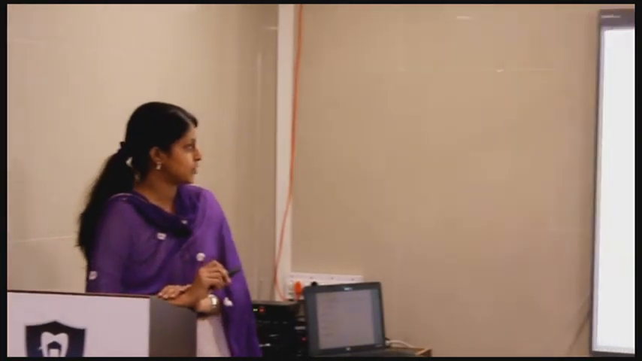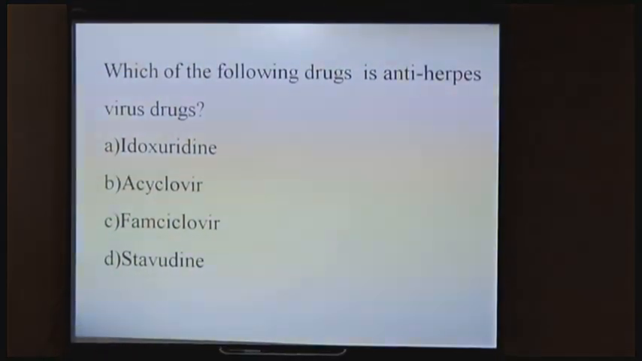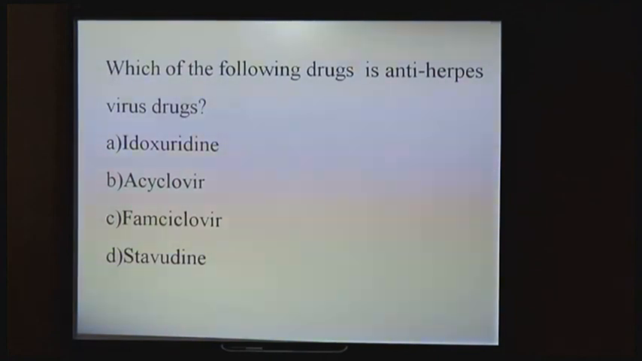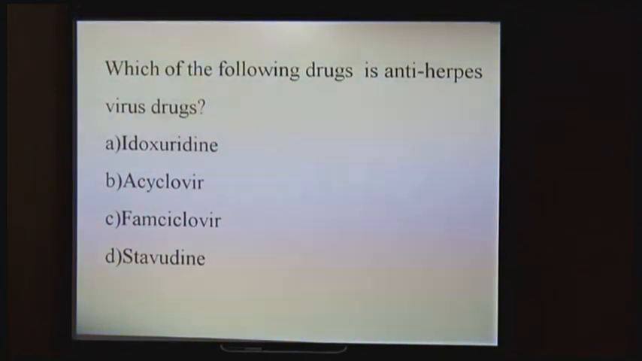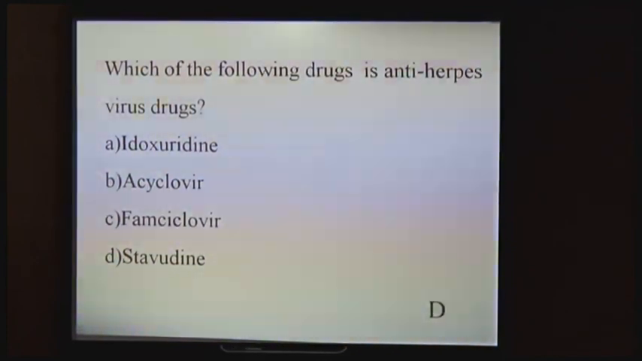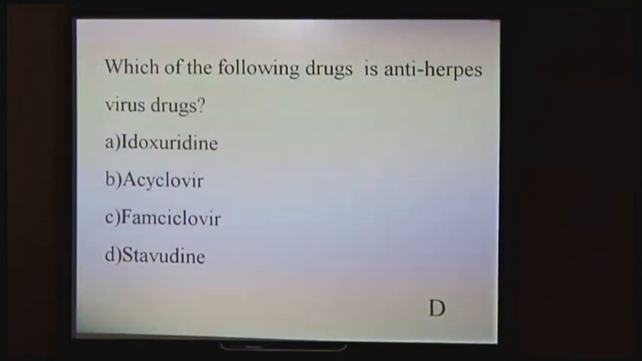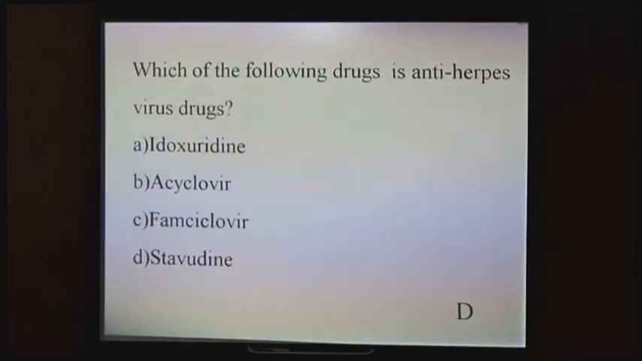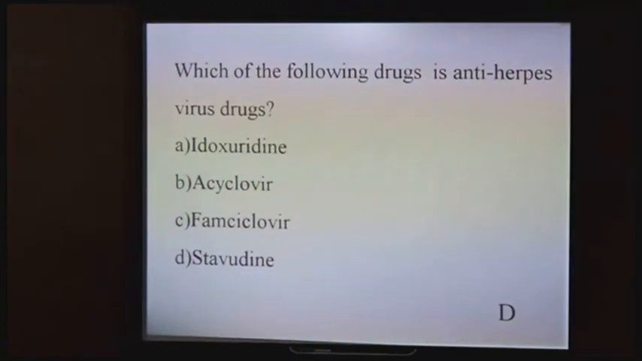Alright? Which of the following drugs is anti-herpes virus drugs? Oh, it is except. Alright, stavudine is not an anti-herpes virus. It is except. The question is except. And idoxuridine, it is given for refractory cases. Patients who are not responding properly, they give idoxuridine. The question should be, which of the following drugs is anti-herpes virus drugs except?